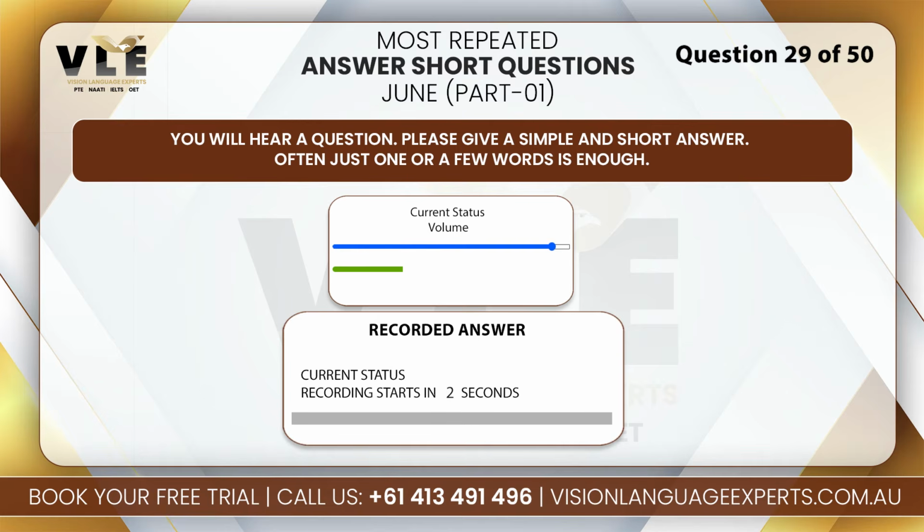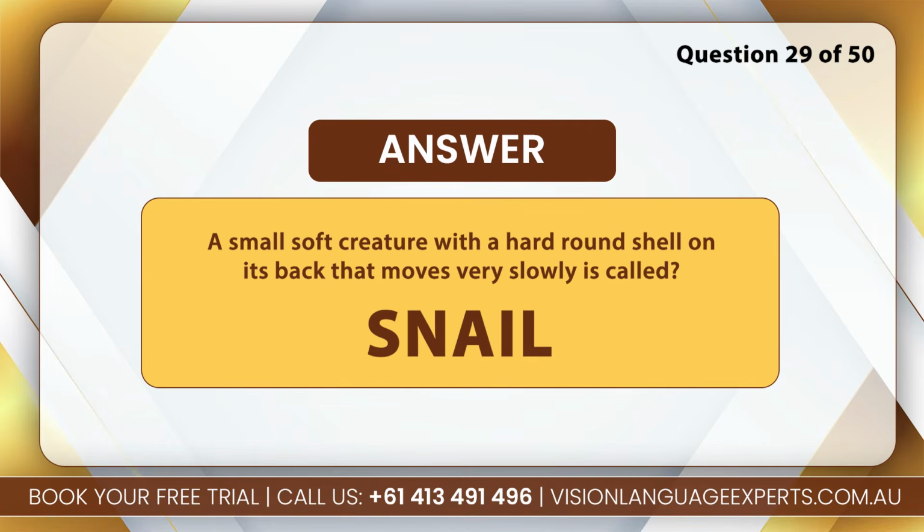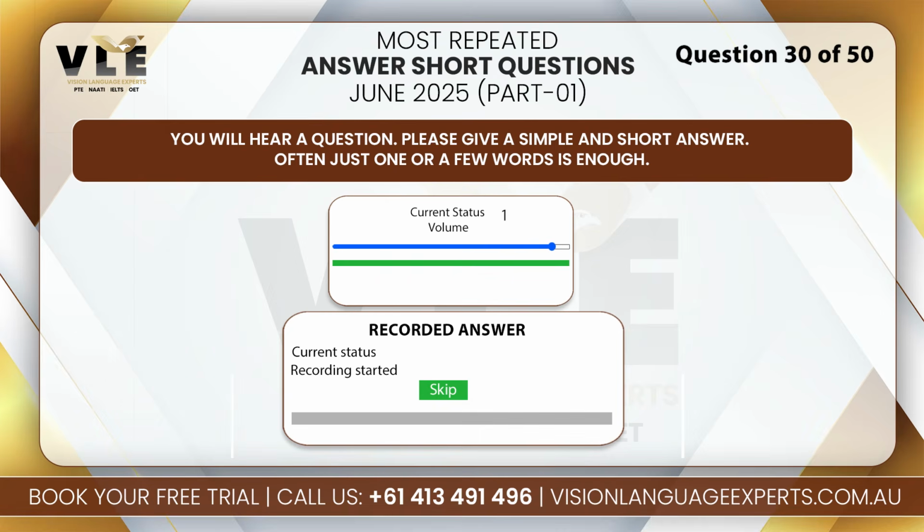A small soft creature with a hard round shell on its back that moves very slowly is called? Snail.